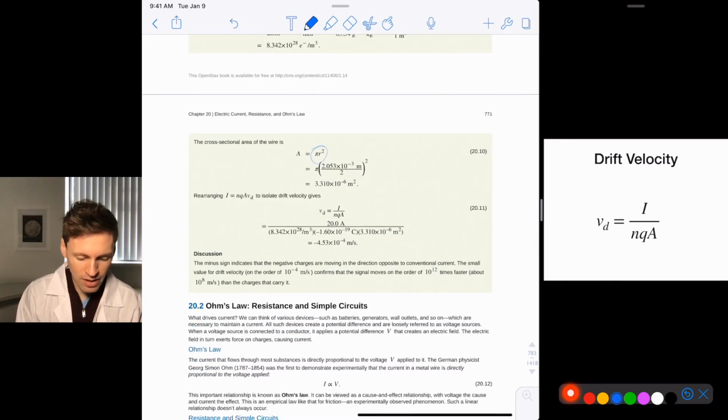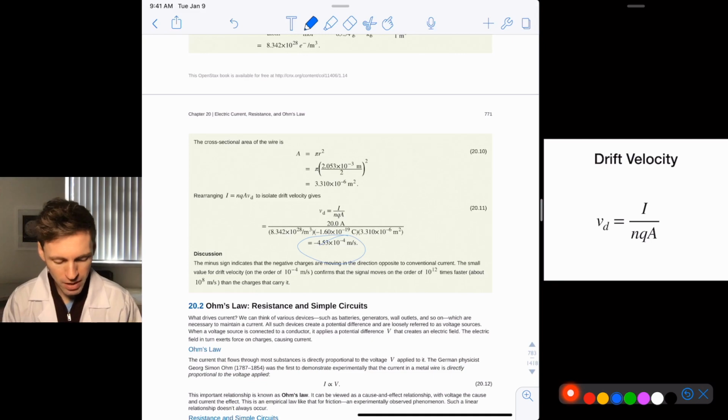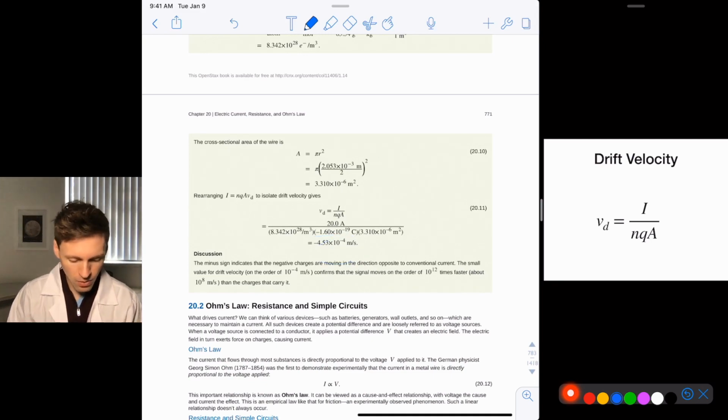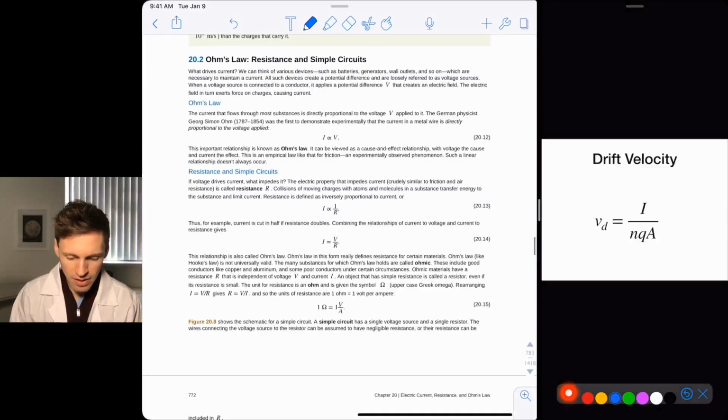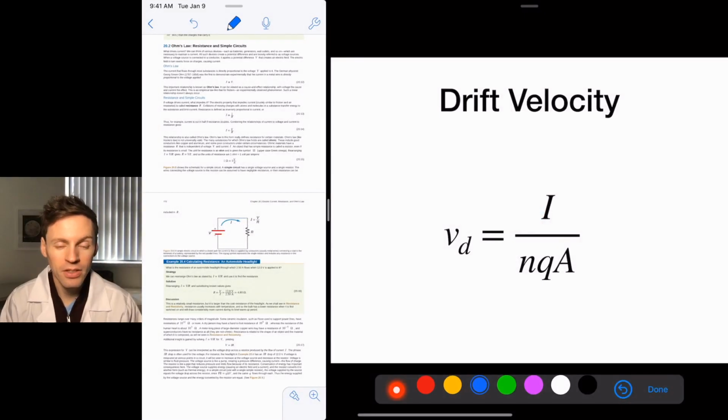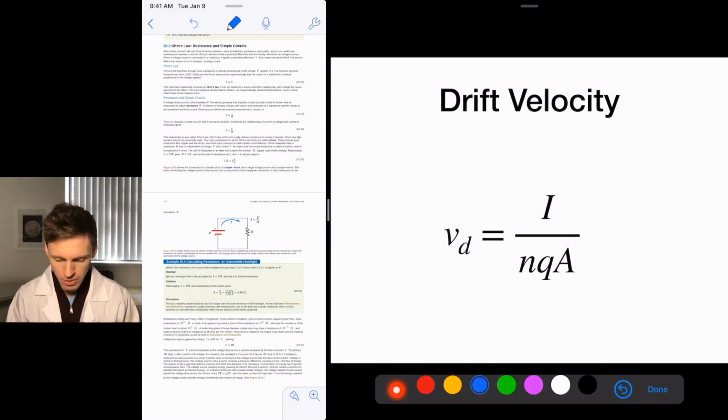And our area is this, and we get meters squared because that's what area is. So we solve for our drift velocity, plugging all these things in, and we get negative 4.54 times 10 to the minus 4 meters per second. So that's it. That's how you do that. That seems a little weird. Spend a little time on that just to get comfortable with it, but it's pretty straightforward.